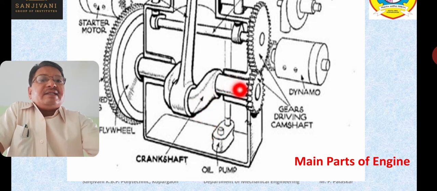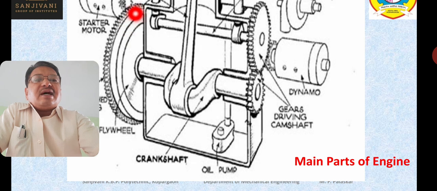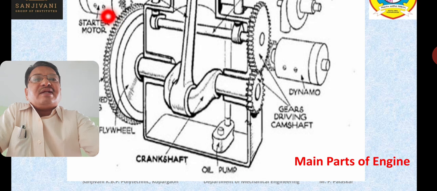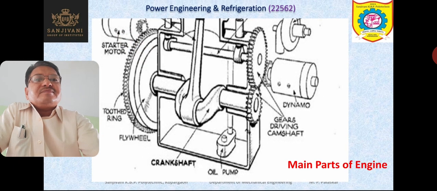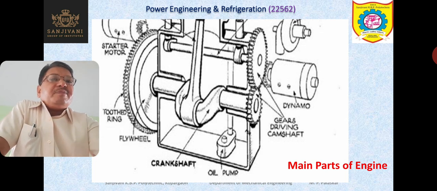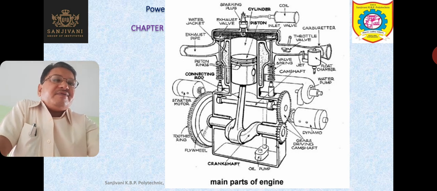This is the crank, and this is the crankshaft, this is the crank, this is the connecting rod, this is the crankshaft, this is the flywheel, and the gear teeth ring. The gear teeth are mounted on the flywheel itself. This is the starter motor. So these are the various parts of the engine. So try to observe this figure carefully and try to understand the various parts of the engine.